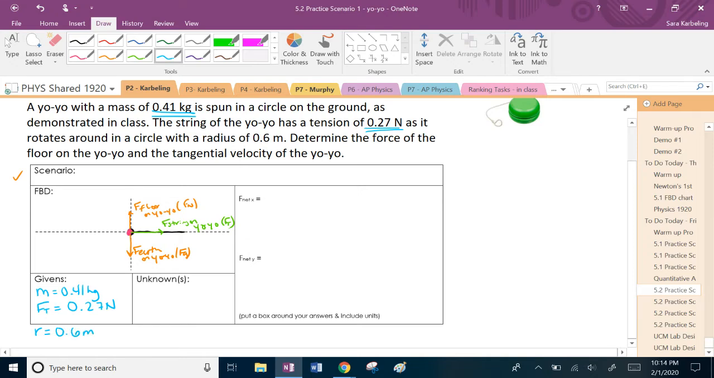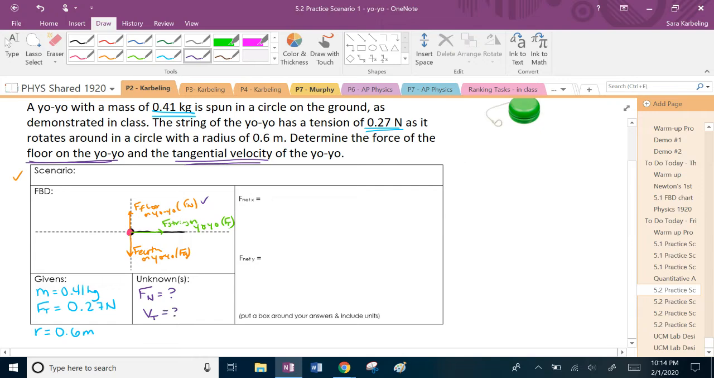And then the question is asking for us to determine the force of the floor on the yo-yo, okay? And the floor on the yo-yo is this one here. So really they're looking for Fn, the normal force, and the tangential velocity, that's V sub t, okay? So those are our two things.